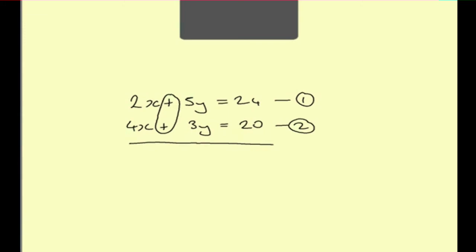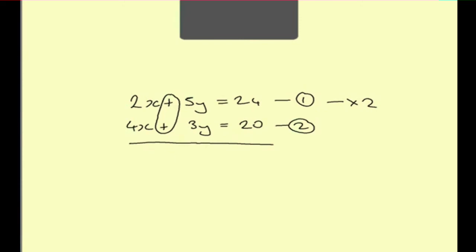So if we just look at equation 1, if I times all of that by 2, I'll end up with a 4x on the top. So when I do 4x take away 4x, it will eliminate, and you'll see what I mean in a little while. So let's just multiply the top equation, equation 1, all by 2.